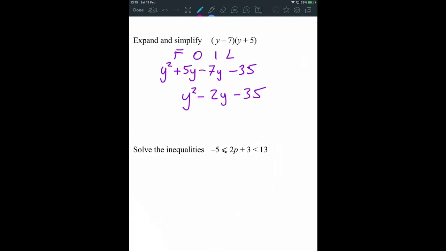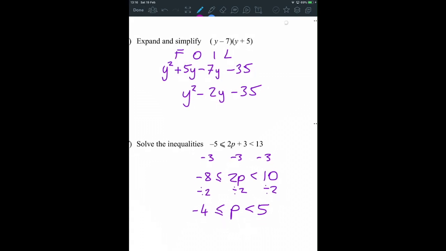Solve the inequalities. This is what I would call a sandwich inequality. Now, in the same way with equations, whatever we do to one part we have to do to the other. With inequalities, whatever we do to one part we do to every part. So I can take away 3 from everything, leaving just 2p in the middle, and then I divide every section by 2 to get the answer as so.